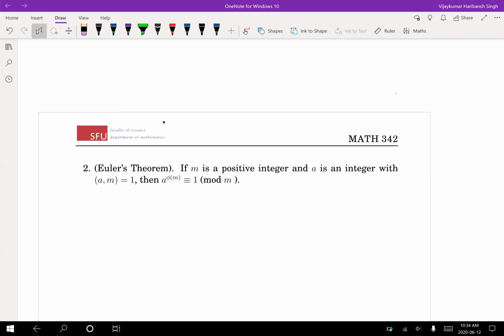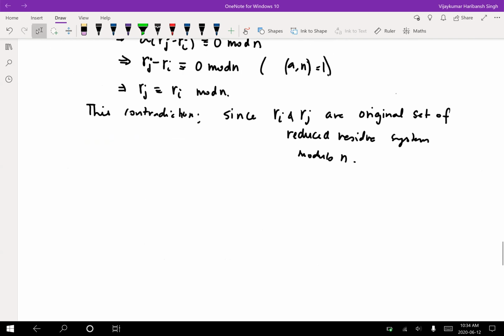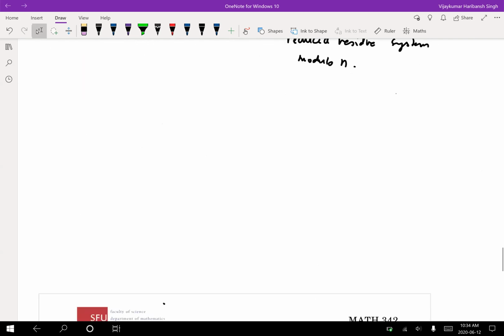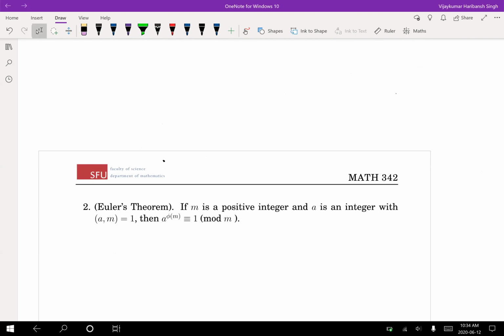Now, a straightforward consequence of the last theorem is Euler's theorem, which is the generalization of Fermat's theorem.